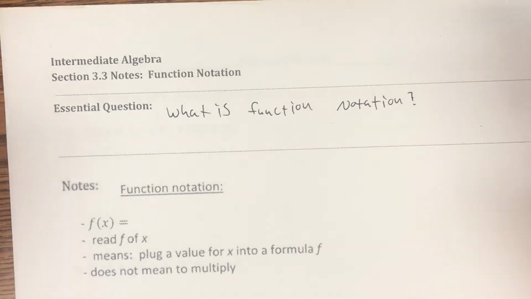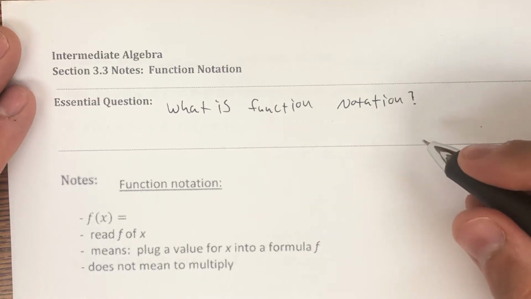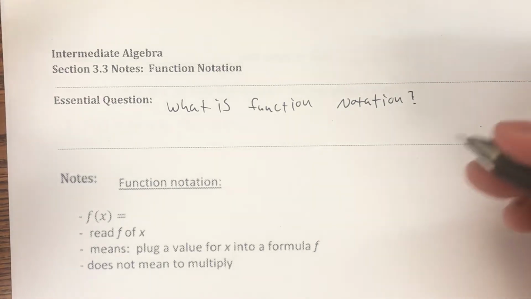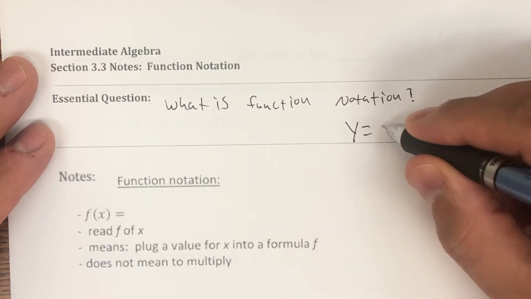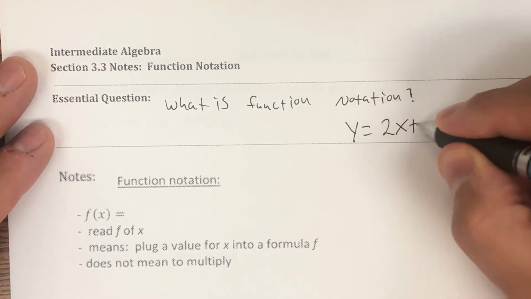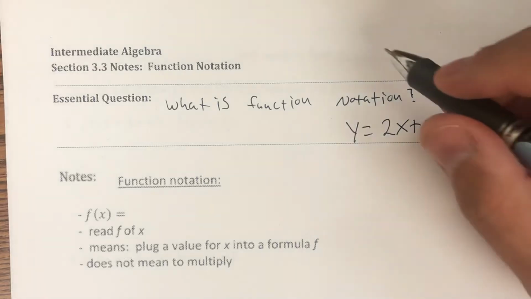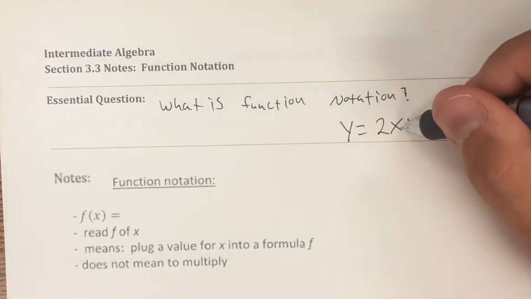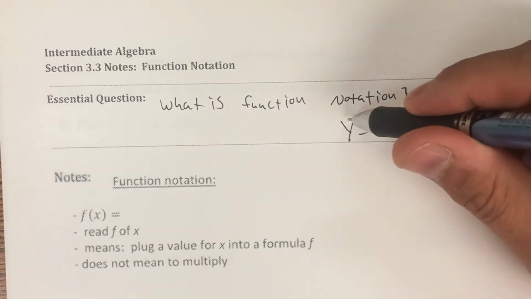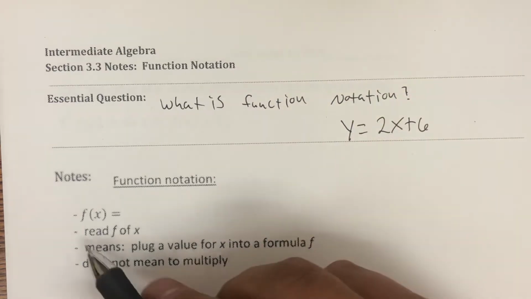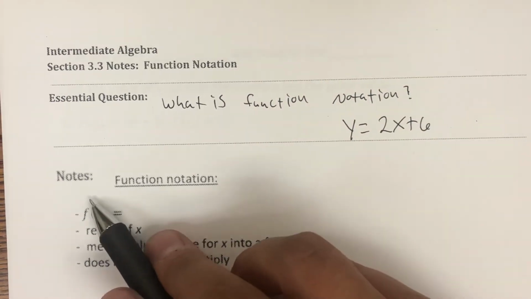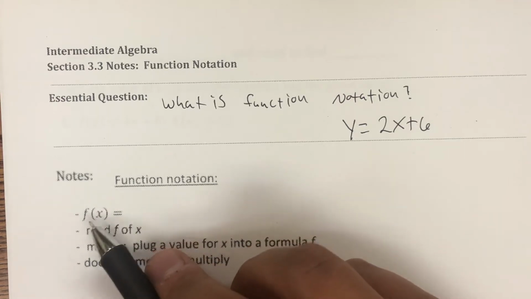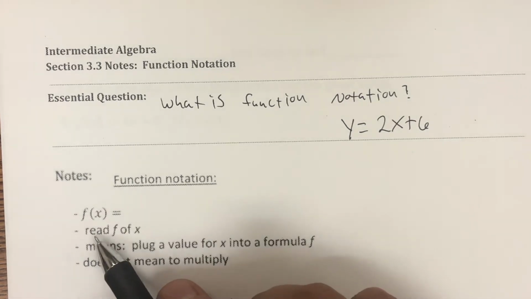So when we think of function notation, the original way that we are used to seeing an equation, especially in math, is y equals 2x plus 6, something like that. Our input value is x and our output is y. In function notation, we read it as the function of x is equal to something. So instead of a y, we see f of x. It's read f of x.